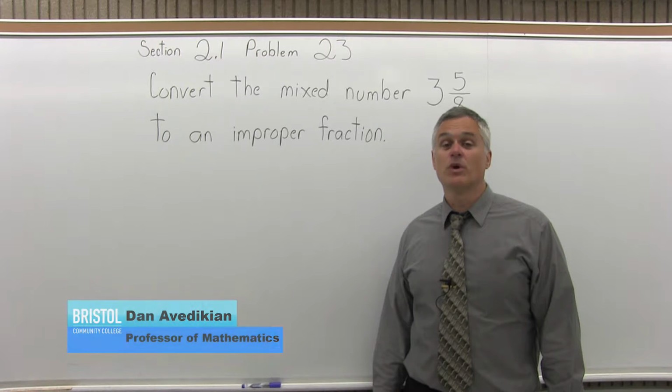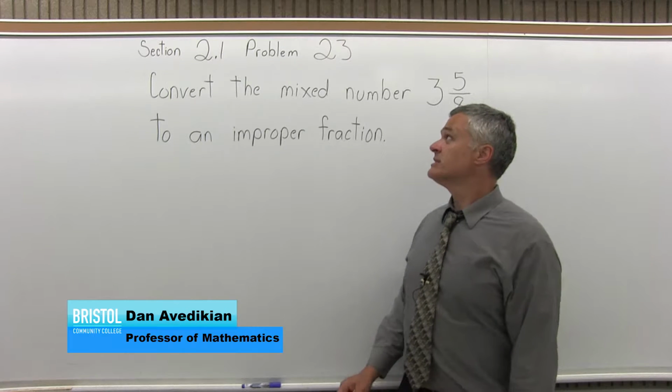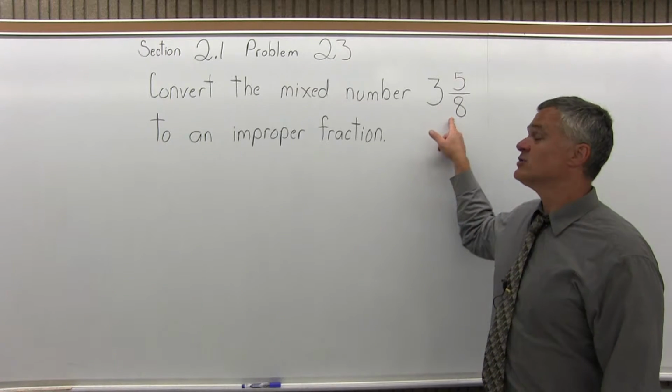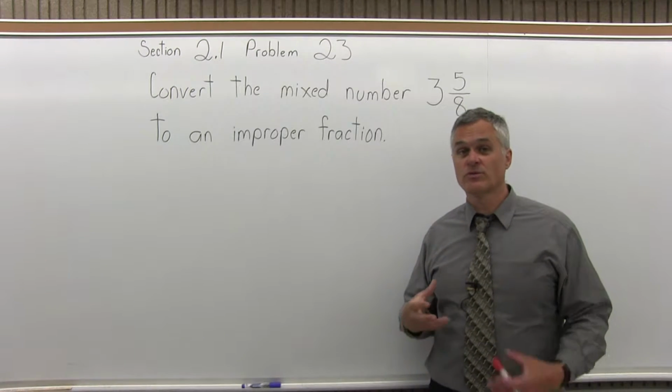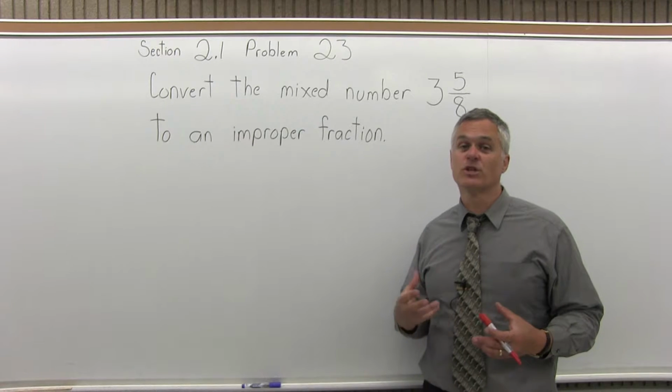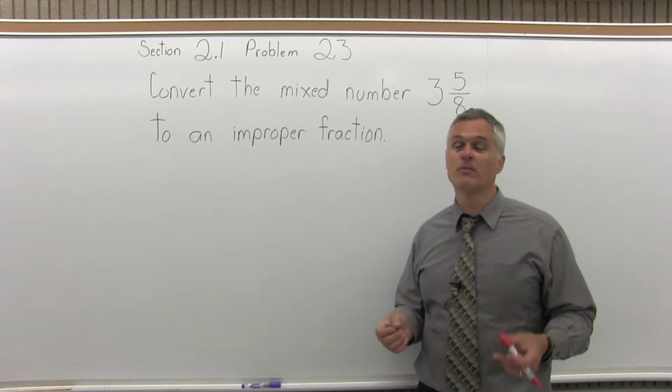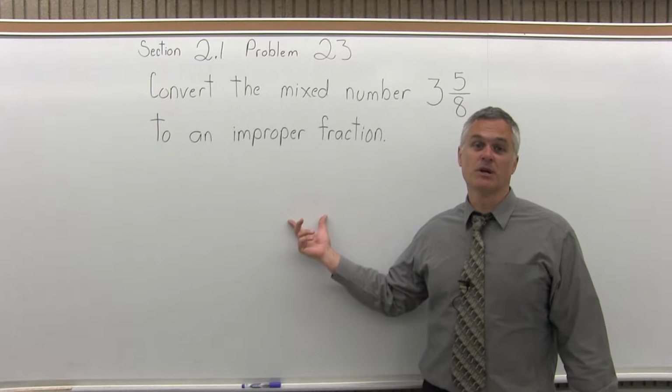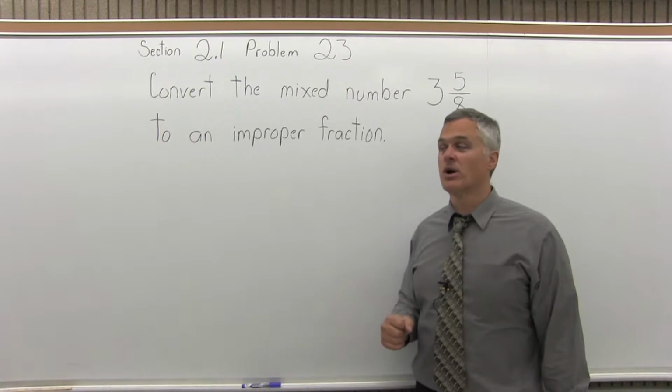This is Section 2.1, Problem 23. It says convert the mixed number 3 5/8 to an improper fraction. So in other words, we want to write the same amount as a fraction that has only a numerator and denominator, or top and bottom, and the numerator, or top part, will be bigger than the denominator, or bottom part.